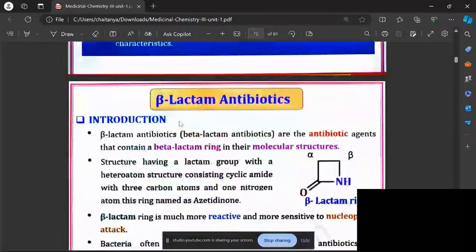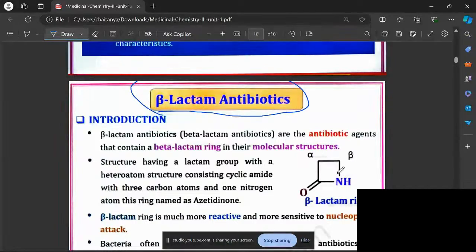So now we are going to discuss beta lactam antibiotics. What is meant by beta lactam antibiotics? They are the antibiotics which contain a beta lactam ring. Beta lactam ring is the precursor molecule structure, and there are substitutions in the beta lactam ring. The best example for the beta lactam ring is penicillin.